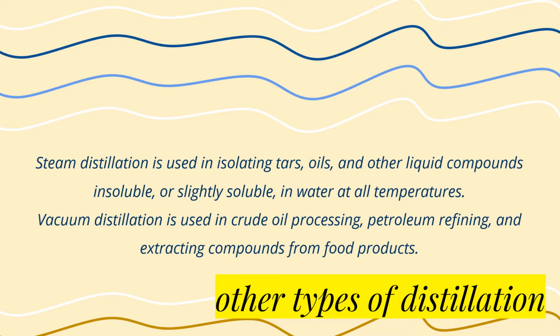In steam distillation, the process is capable of separating water-insoluble volatile compounds with high molecular weights from mixtures with non-volatile components. It is used in isolating tars, oils, and other liquid compounds insoluble or slightly soluble in water at all temperatures. Vacuum distillation, on the other hand, is used for compounds with high boiling points. Two of its important uses are its applications in the petroleum and food industries. It is used in crude oil processing, petroleum refining, and extracting compounds from food products.